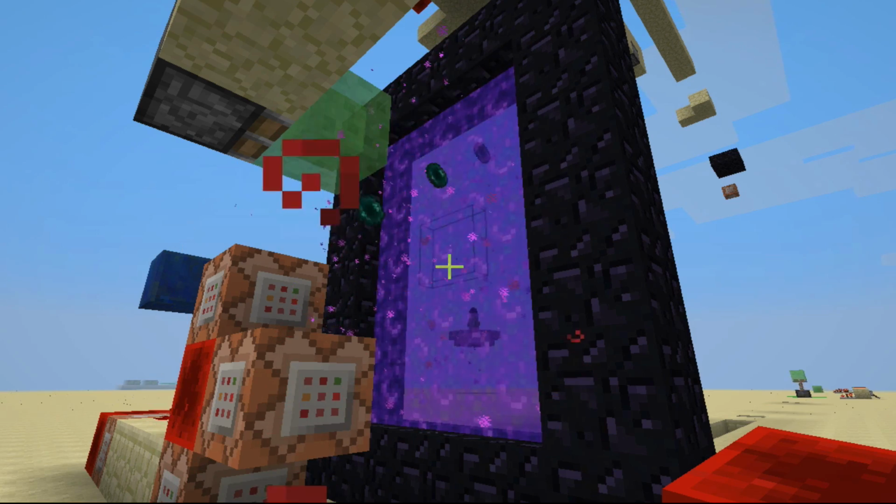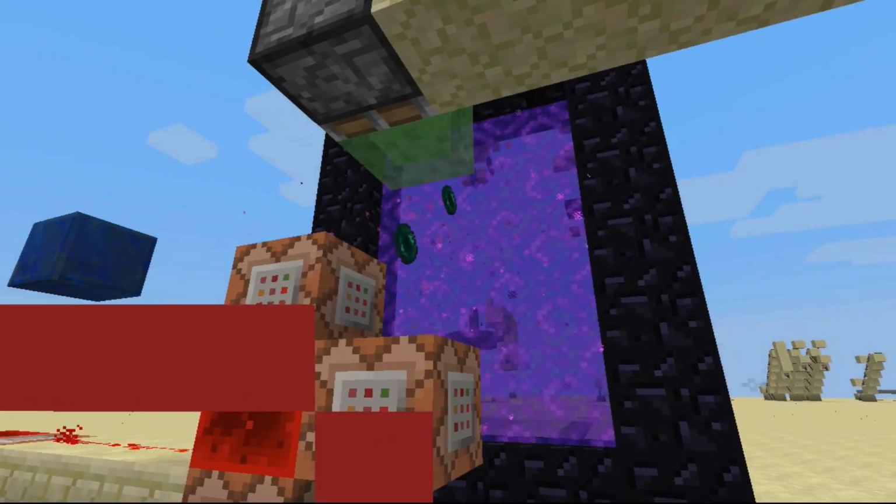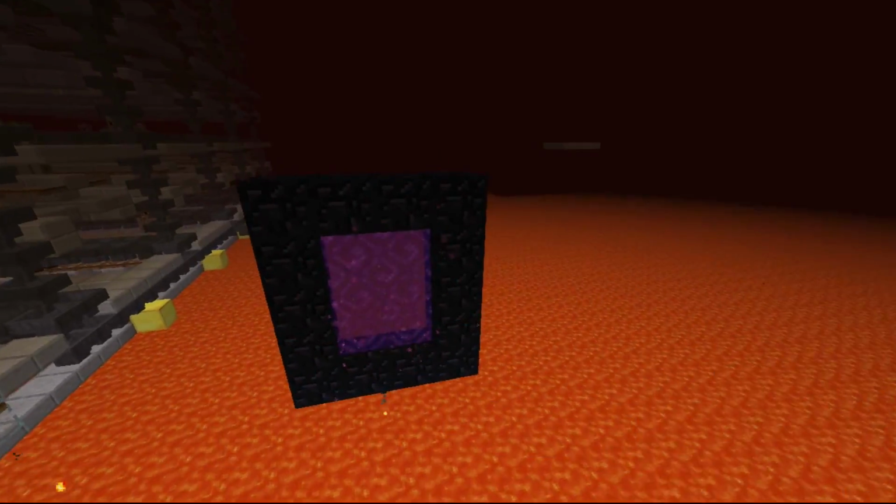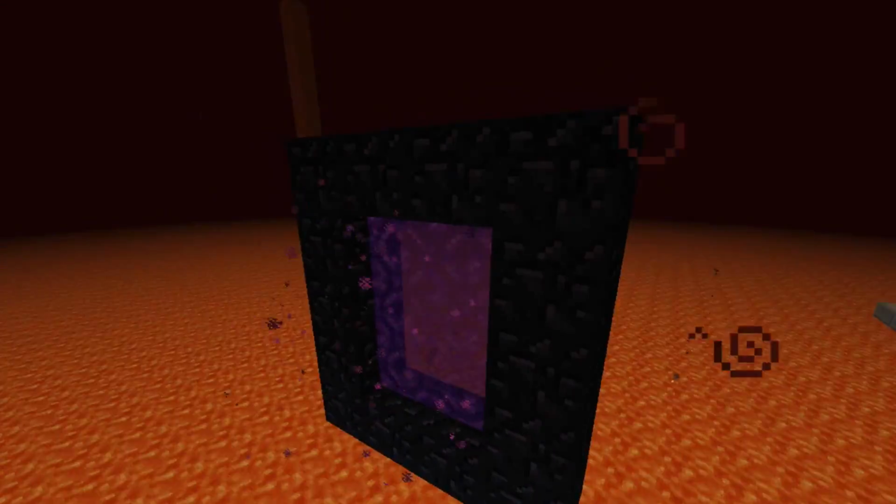Enderpearls can also be thrown through nether portals and the end. The enderpearl then teleports into the end or nether, respectively, but does not continue to teleport the player.